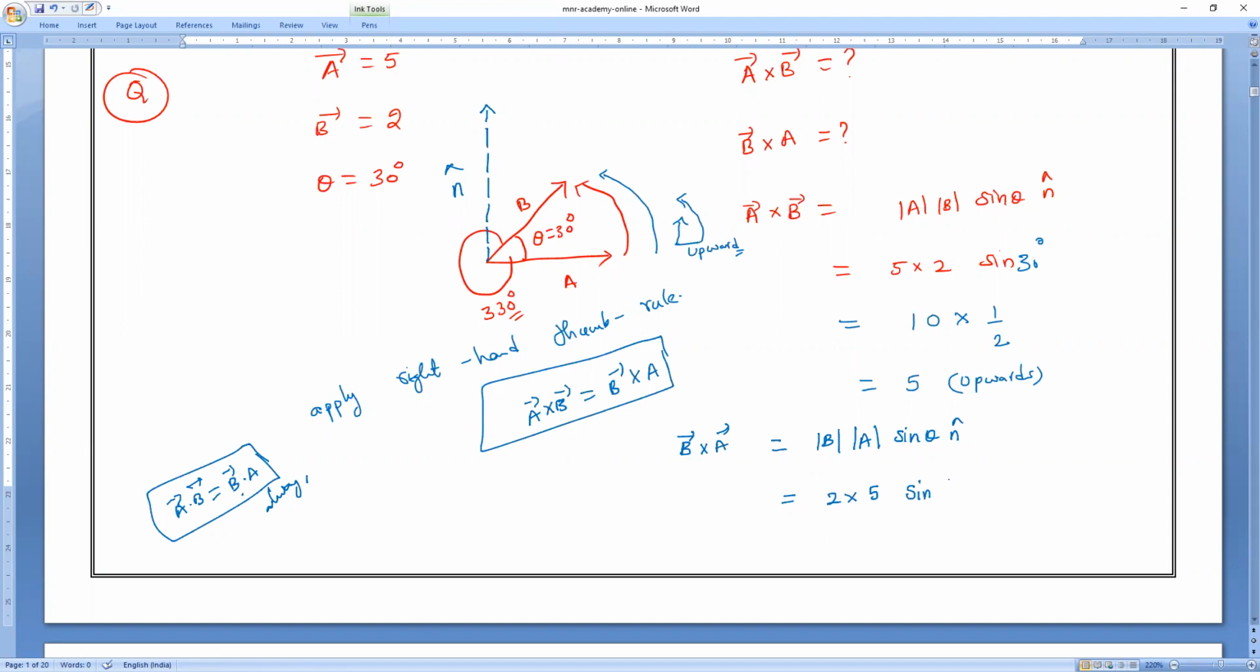So whatever it is, sin of 360 minus theta, sin theta only will come. So here what will come? Sin 30. Now 10 into sin 30, how much? 1 by 2, which is equal to 5. Okay, 5.